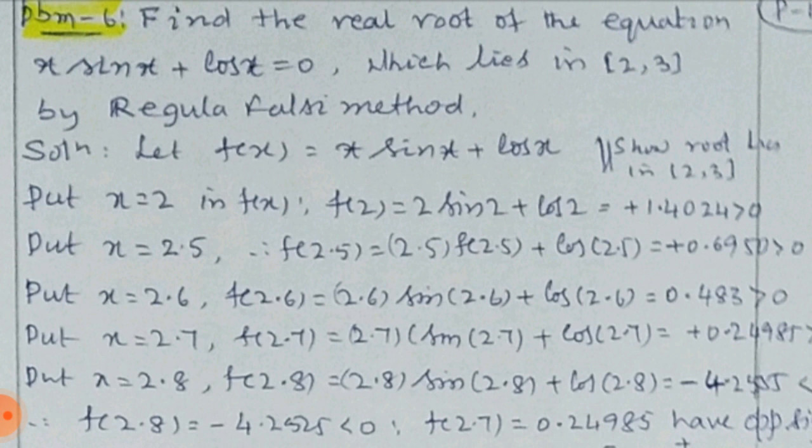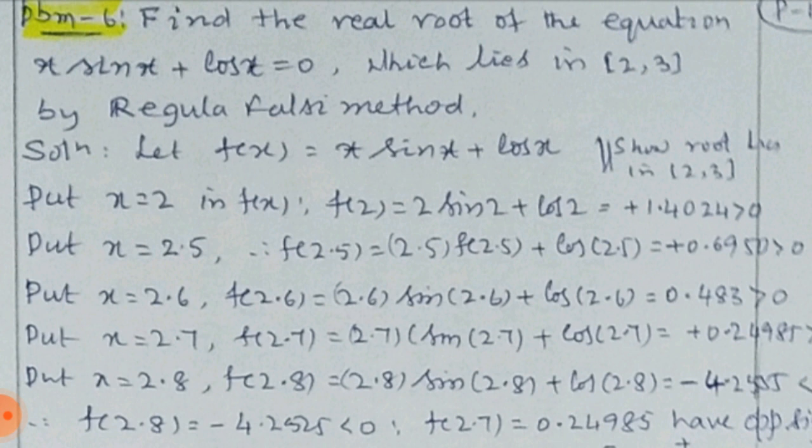Put x is equal to 2.7. f of 2.7 is equal to 2.7 into sin of 2.7 plus cos of 2.7. Again it is 0.2098. It is positive. Next, x is equal to 2.8 in f of x. Therefore f of 2.8 is equal to 2.8 into sin of 2.8 plus cos of 2.8. Simplify, we get this is equal to minus 4.2555. It is negative.